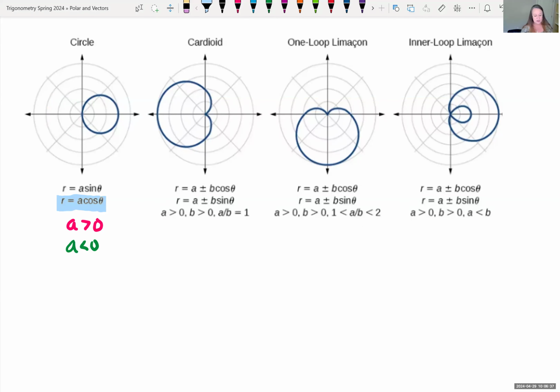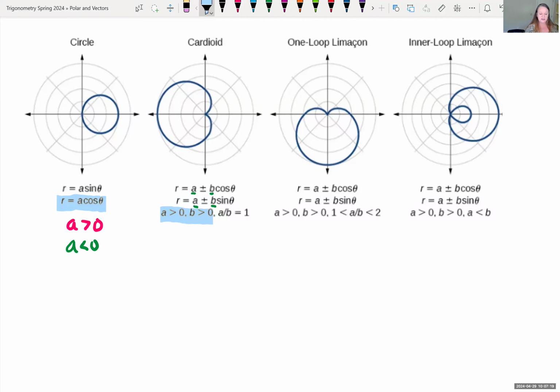And so with cardioids, we're looking at the coefficient. We're going to have some value a plus or minus b cosine theta, or a plus or minus b sine theta. When they're talking about this, a is greater than 0 and b is greater than 0, we're not looking at the sign in front of the b. So plus or minus, you're just ignoring that. And so if you divide a divided by b and you get 1, then we know it's a cardioid. And depending on if it was a cosine theta, it's going to be with the x-axis. If it was a sine theta, it's with the y-axis.